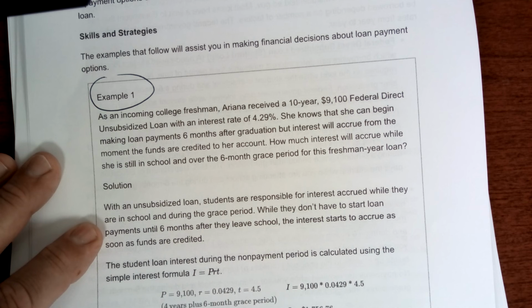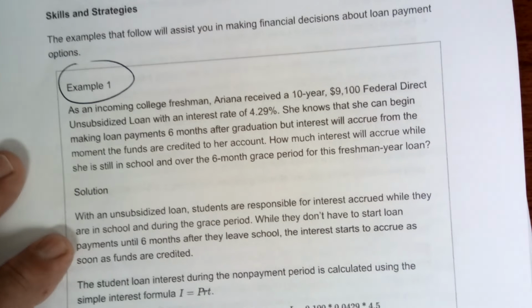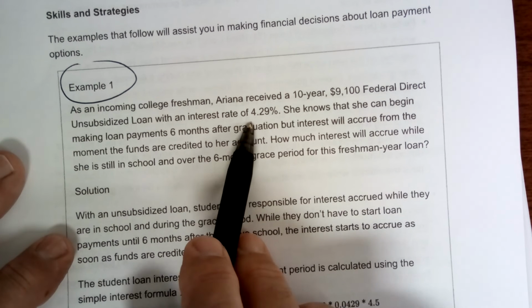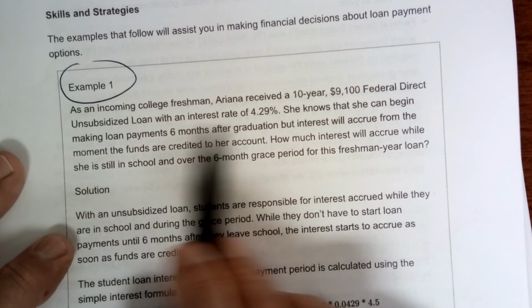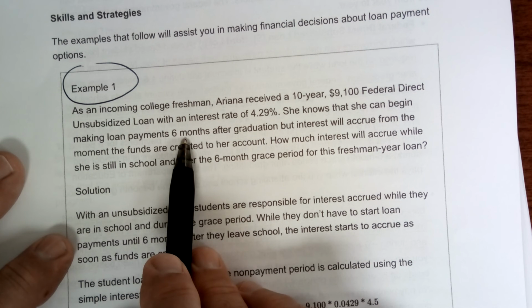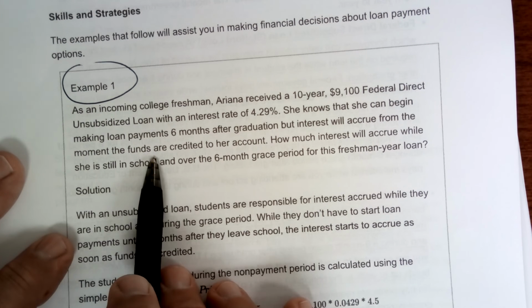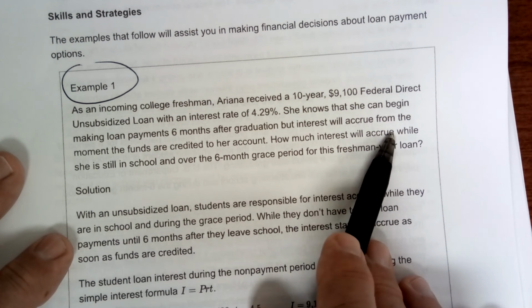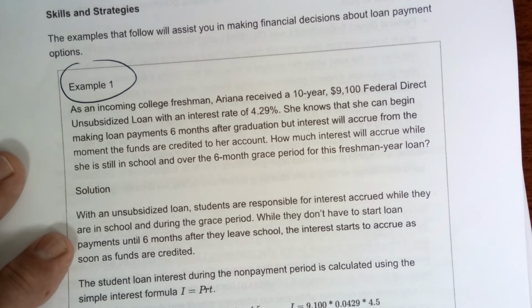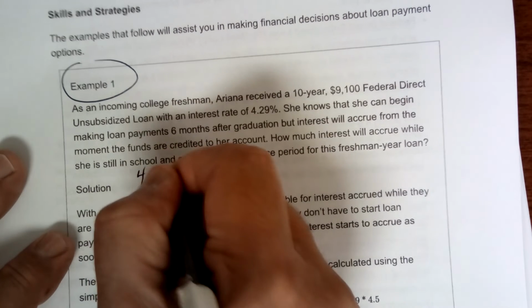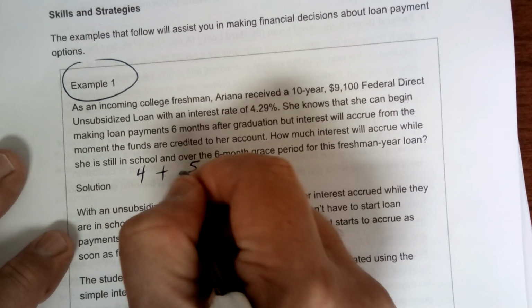An incoming freshman gets a 10-year, $9,000 federal direct unsubsidized loan with that interest rate. She knows that she can begin making loan payments after 6 months. So they give her 6 months after graduation before she has to start paying. But interest starts from the moment that she secures the funds. How much interest will there be while she's in school? So that's 4 years, plus the 6 months. So that's half of a year, 6 over 12.